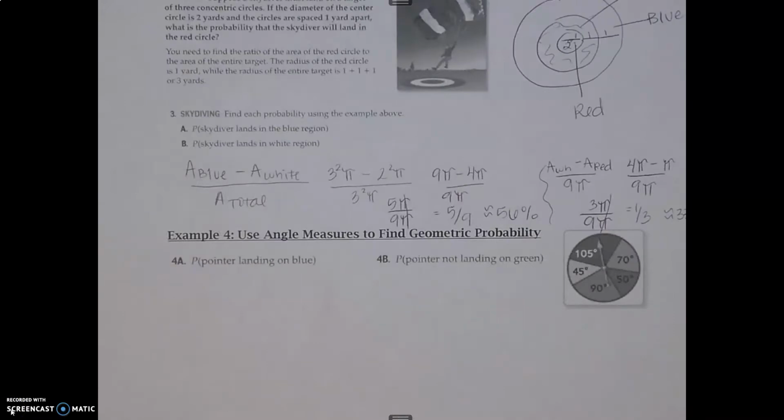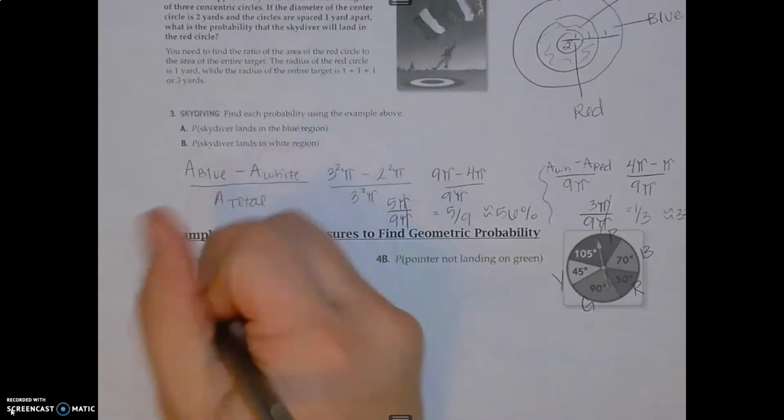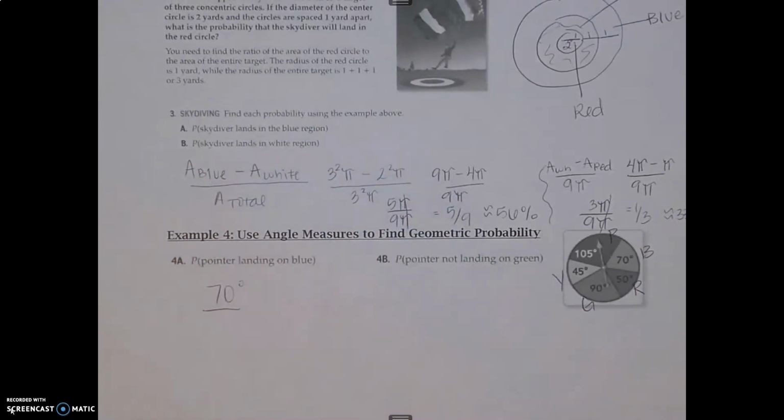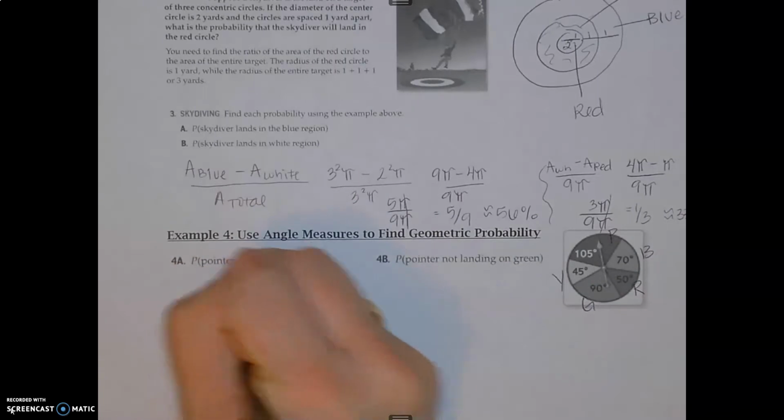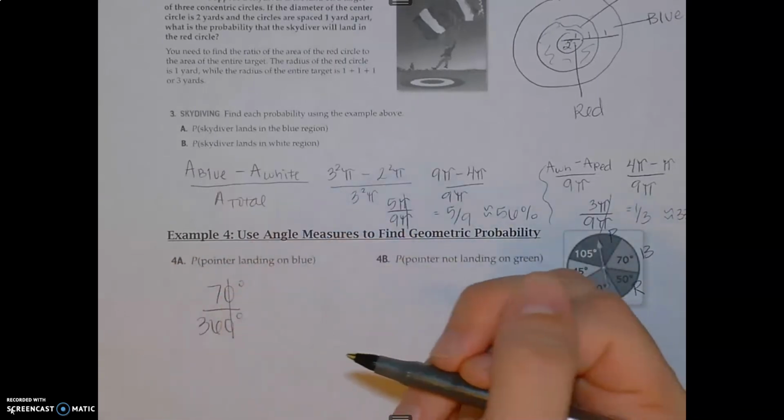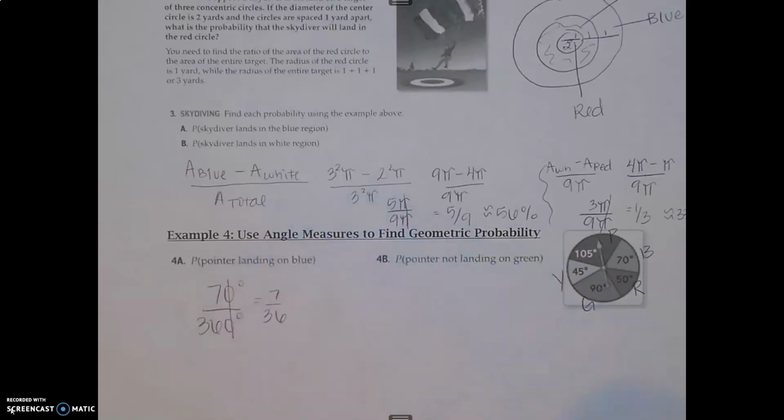Now on to our last example. We want to use angle measures to find geometric probability. So again, if you look at the spinner, you can't really tell the color, so we'll label this. That one is purple, blue, red, green, and yellow. So for 4A, we want the probability that the pointer lands on blue. Well, that angle measure is 70 degrees, so that's our desired outcome, over all possible outcomes, which in this case it's a circle, which sums to 360 degrees. We can divide out by 10, which gives us 7 over 36, which simplifies to approximately 19% chance of probability.